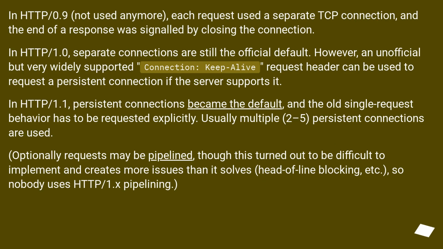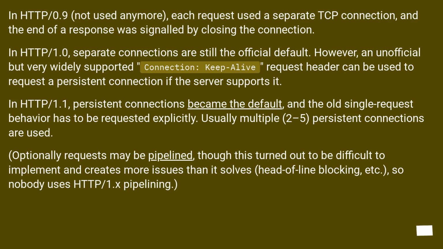In HTTP/0.9, not used anymore, each request used a separate TCP connection, and the end of a response was signaled by closing the connection. In HTTP/1.0, separate connections are still the official default. However, an unofficial but very widely supported "Connection: keep-alive" request header can be used to request a persistent connection if the server supports it.